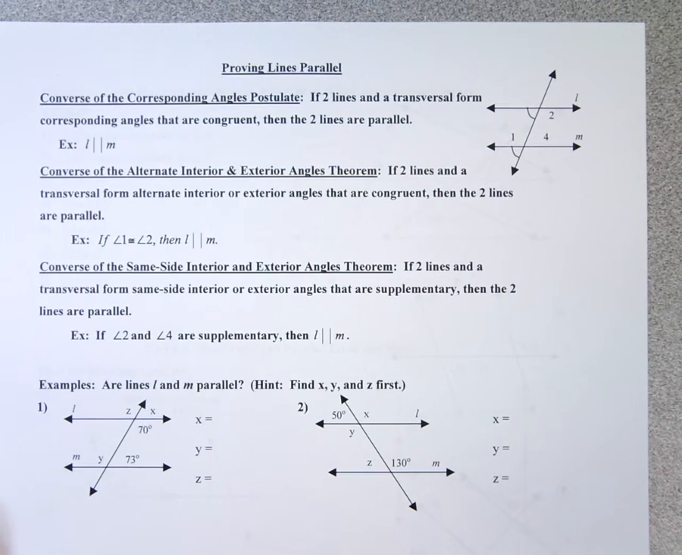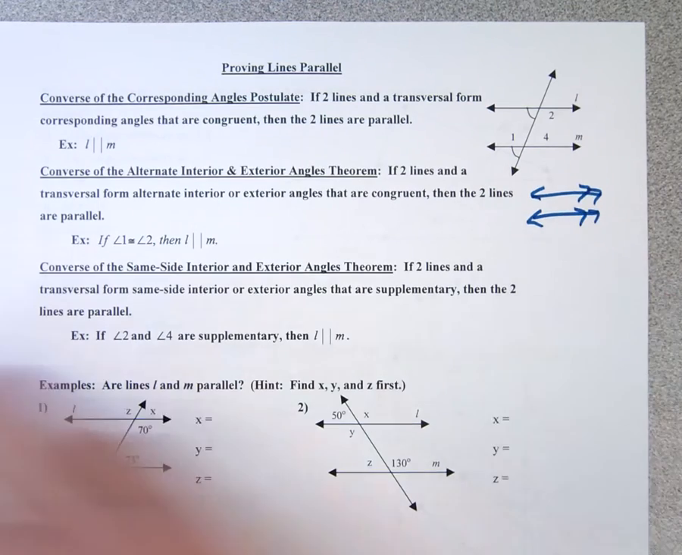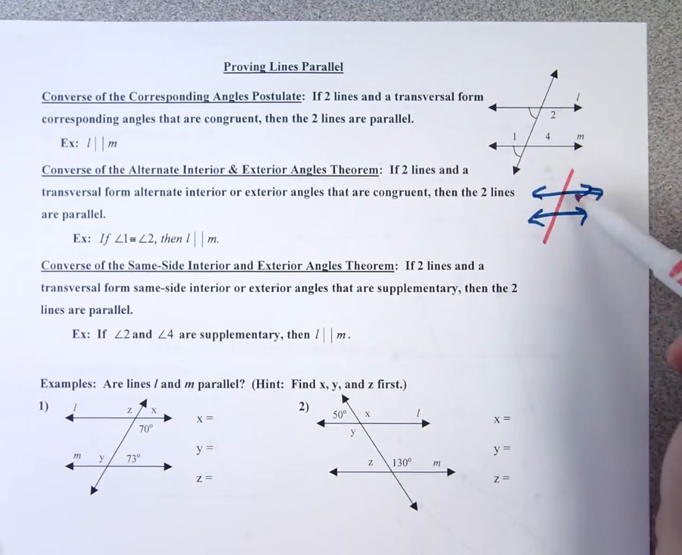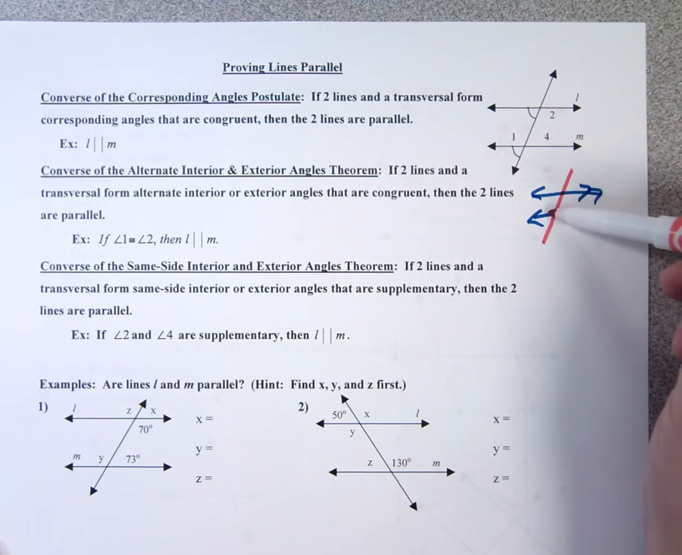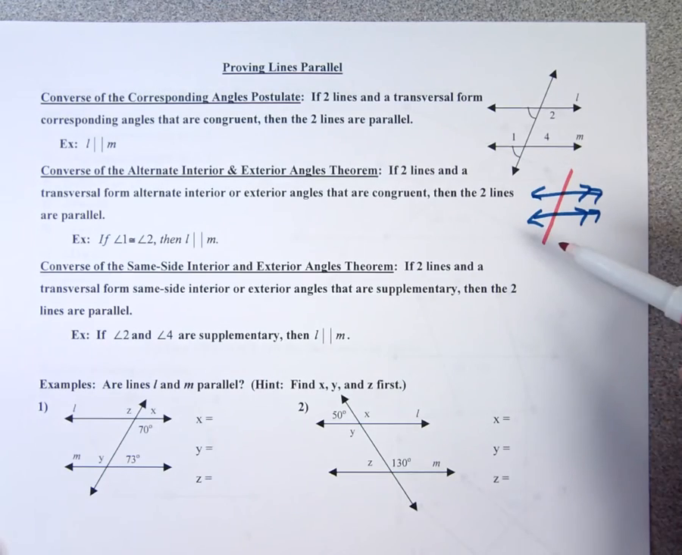So the other day we talked about if we have parallel lines and those parallel lines are cut by a transversal, then your alternate interior angles would be congruent, your alternate exterior would be congruent, your corresponding would be congruent, your same side interior would be supplementary, and your same side exterior would be supplementary. So that was if we had two parallel lines cut by a transversal, that's what would happen.